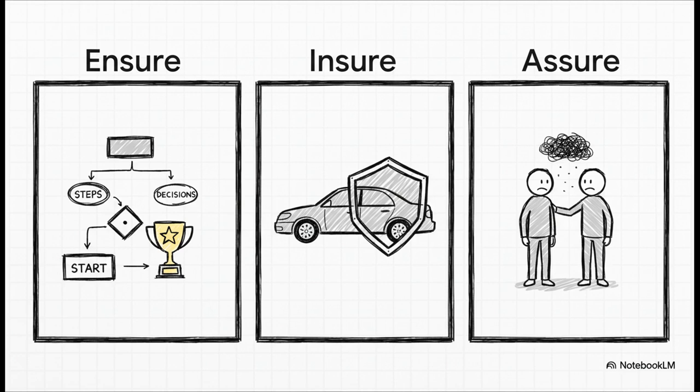So let's recap the family. You insure a result, you insure your property, and you assure a person. See how that little nuance makes such a big difference?